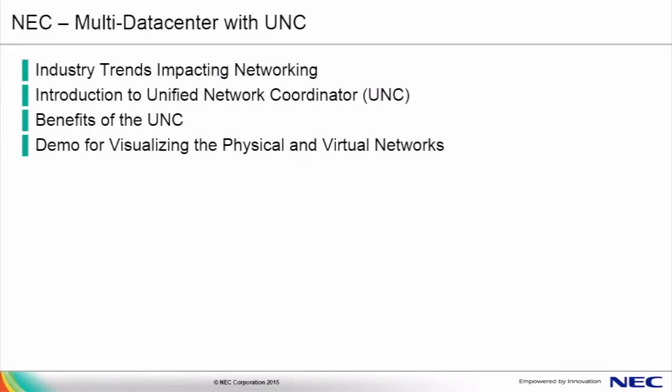In this session, we'll highlight NEC's solution for multiple data center deployments. First, we'll talk about some industry trends impacting networking, namely those increasing network complexity and causing operational inefficiencies. Next, we'll do an introduction to NEC's solution for this problem called UNC, or the Unified Network Coordinator. Next, we'll talk about benefits of the UNC. We'll illustrate how UNC can increase scale and simplify data center network operations. And lastly, we'll highlight a demo so you can see the UNC in action and how it can visualize both the physical and virtual networks.